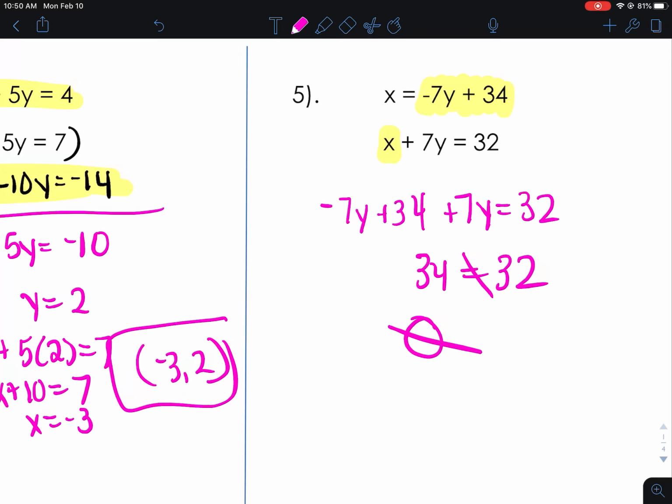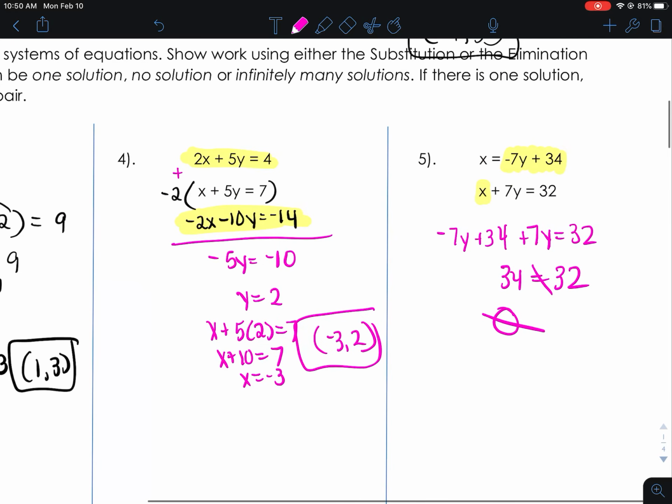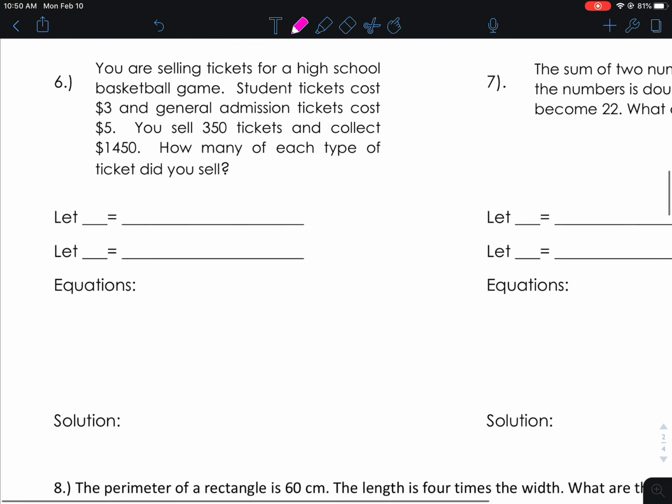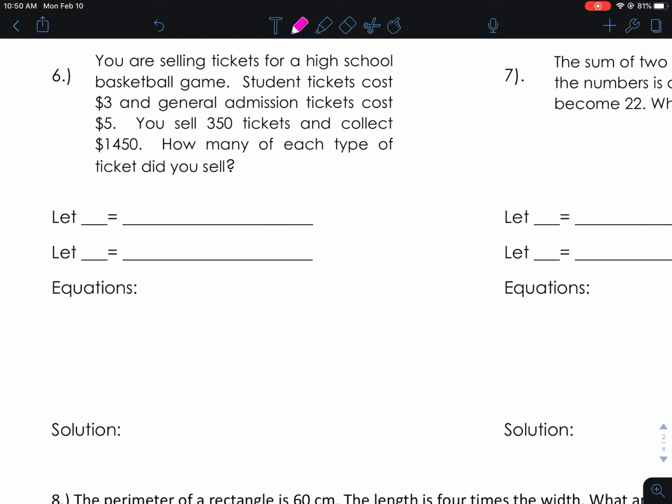Okay, let's see here. Okay, good. All right, so for number 6, you're selling tickets to a high school basketball game. Student tickets cost $3 and general admission costs $5. You sell 350 tickets. How many of each ticket did you sell? So we have student tickets, and then we have adult tickets.